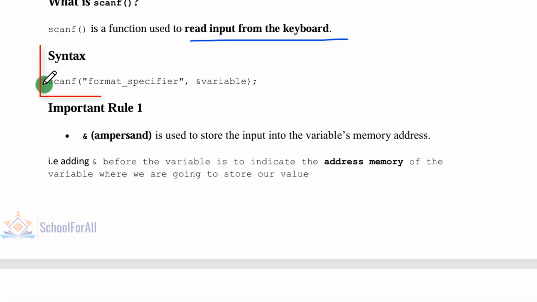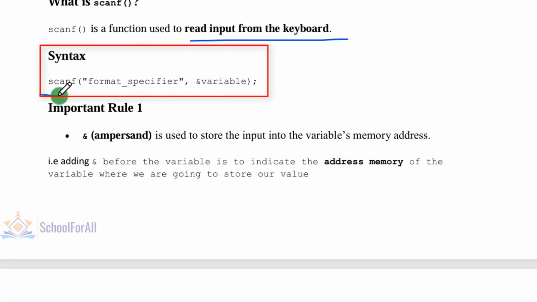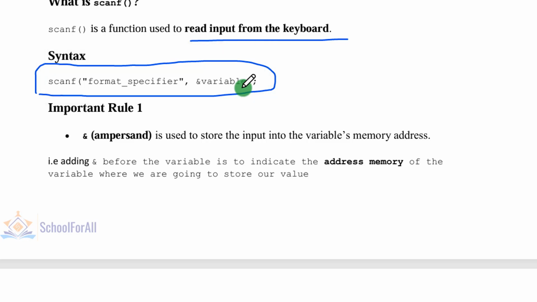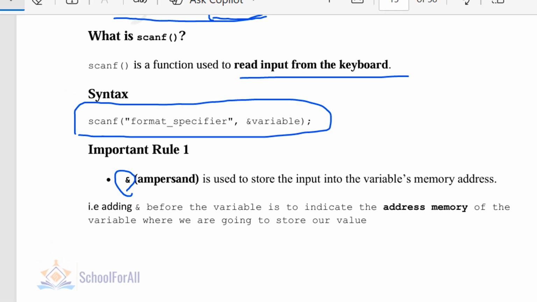What's the syntax of scanf? Observe it very well because we'll be using it. You write the keyword scanf. In double quotes, you specify the format specifier. Then you write a comma, then the ampersand symbol, then the name of the variable. The ampersand is this symbol, sometimes we call it 'and'. We practice directly, so there's no time to waste.